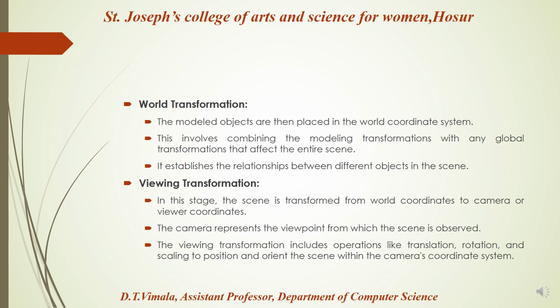Viewing transformation. In this stage, the scene is transformed from world coordinates to camera or viewing coordinates. The camera represents the viewpoint from which the scene is observed. The viewing transformation includes operations like translation, rotation, and scaling to position and orient the scene within the camera coordinate system.